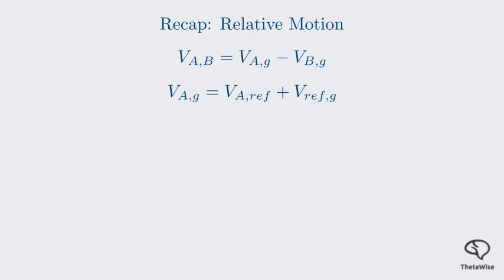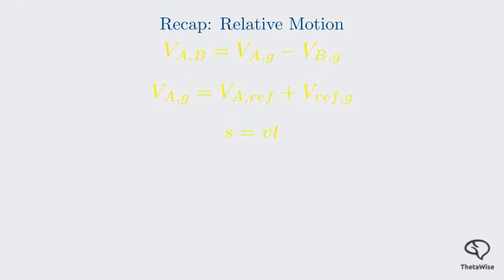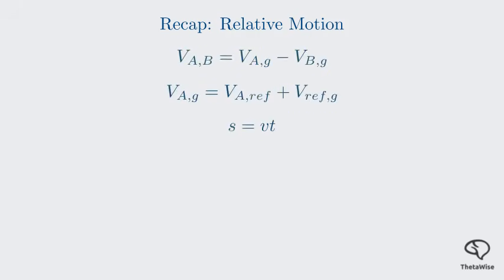Finally, to relate motion to distance and time, we used the fundamental kinematic equation. Displacement equals velocity times time. Remember, it's critical to be consistent with your reference frames, especially when assigning positive and negative signs for direction.